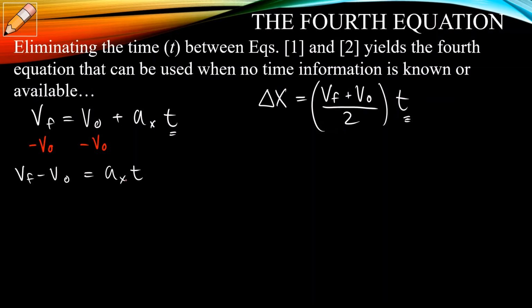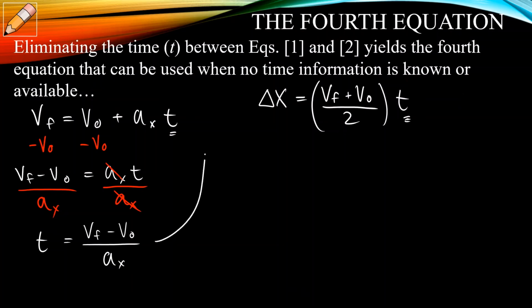And then the last thing to do to get the time by itself, because the acceleration is multiplied by the time, I want to undo that multiplication, which means I'm going to divide both sides by the acceleration. And that cancels the acceleration here and here. So what I have left over is that the time t is equal to the final velocity minus the initial velocity divided by the acceleration.